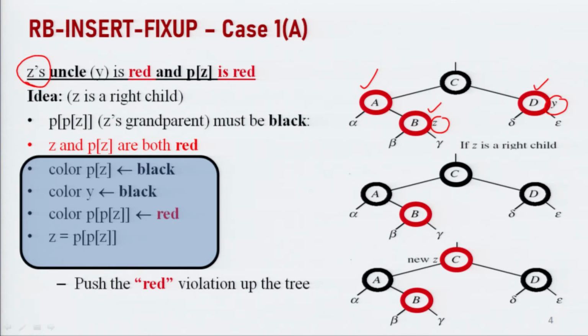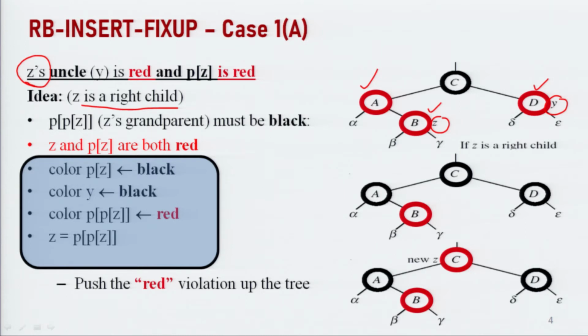Now, just see, the color of Y is red and the color of its parent is also red. So, basically this is case 1a. And the other condition is that Z must be a right child of its parent. Also see here, Z is the right child of its parent. So, now this is case first.